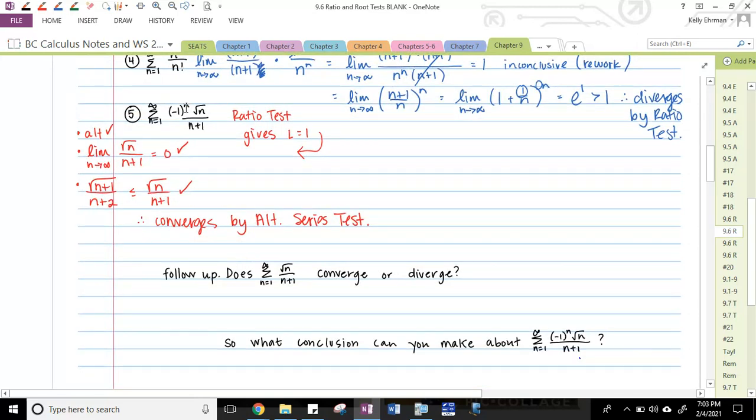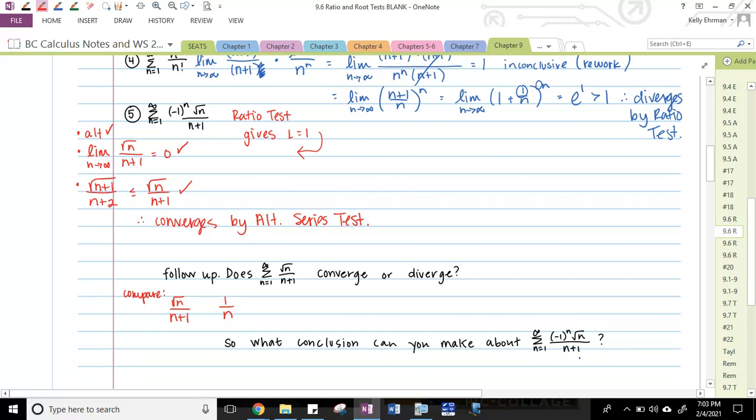Follow up on this. So we just showed that the alternating series converges. Does the positive version of that series converge or diverge? And how could we tell? So now when it's not alternating, I might want to compare it to something. I might want to say, well, I can compare the square root of n over n plus 1 to what? What if I just compare it to 1 over n? What do I know about that?